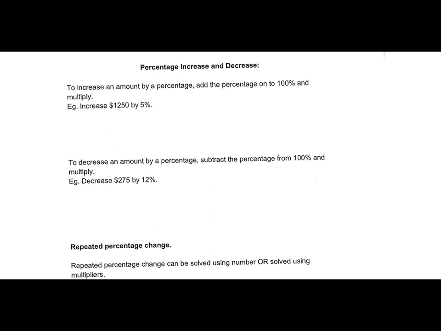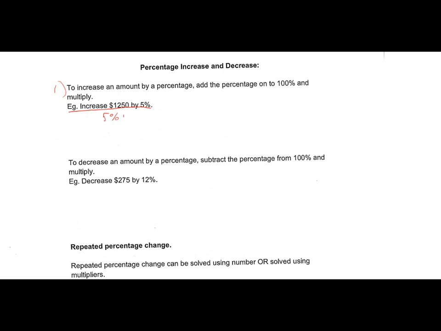This video is set up to explain the percentage increase and decrease section of the student workbook on interest and depreciation. The first question that we are given here at the top asks us to increase an amount by a percentage, adding the percentage onto 100% and then multiplying. So in the first example, we are asked to increase $1,250 by 5%. So we take the percentage we're given, which is 5%.